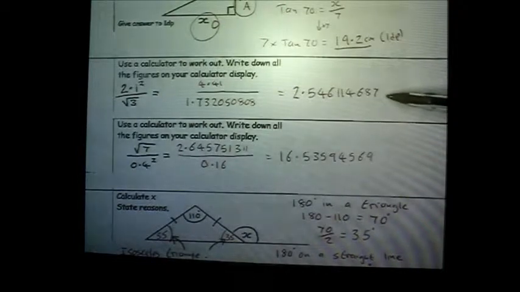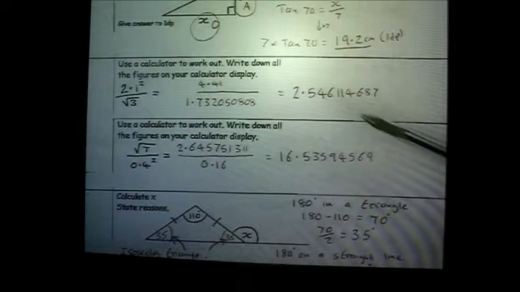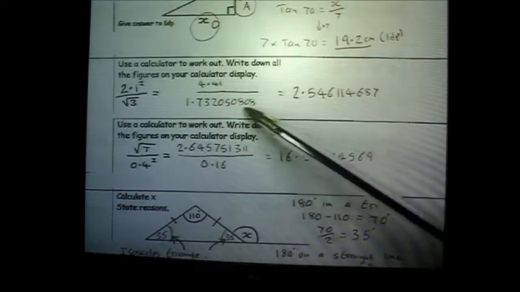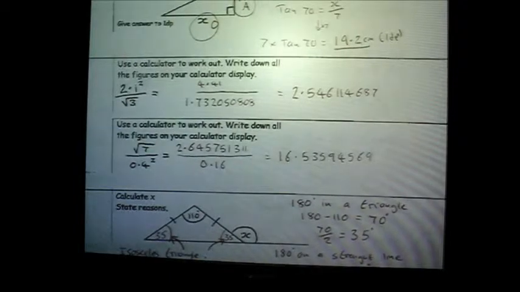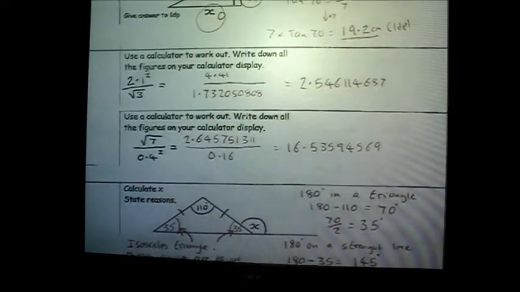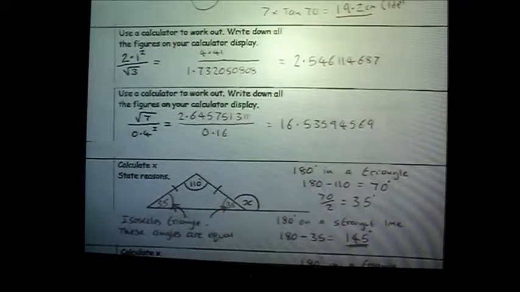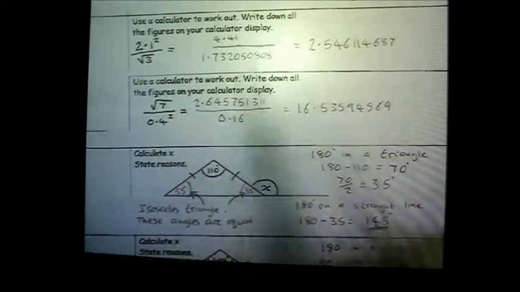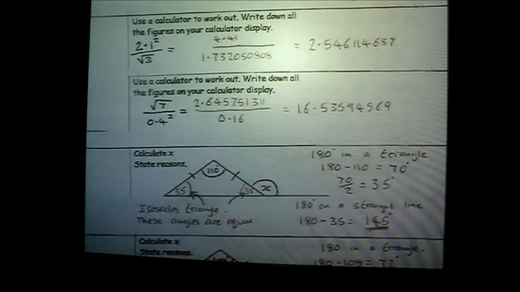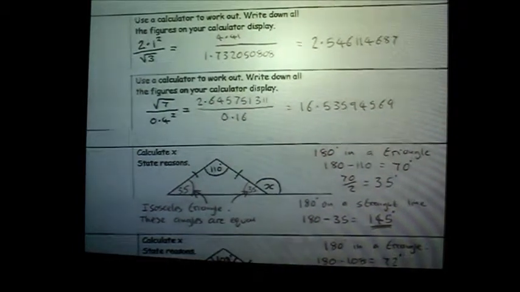If you know how to use your calculator well enough, you can just do it all in one go on your calculator. I would encourage you just to set it out like this. I know it takes time and it's a bit of a pain, but just don't make a mistake and you'll get the marks for it. If you use a calculator, sometimes the settings are on something funny or the BODMAS rule kicks in, so just be careful, alright? This one here, square root of 7, 0.4 squared, do the division, there you go. That easy. Pause that if you want to check the answer.